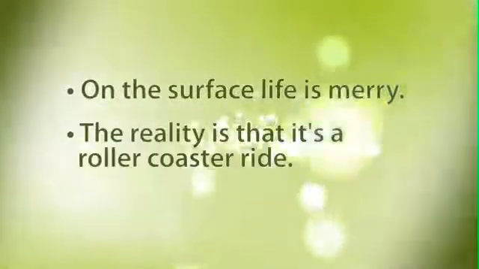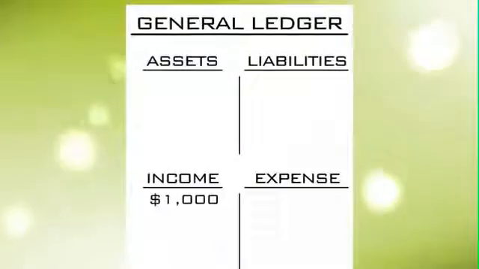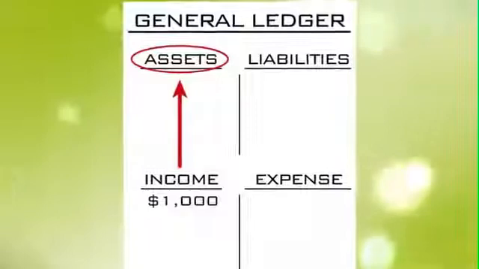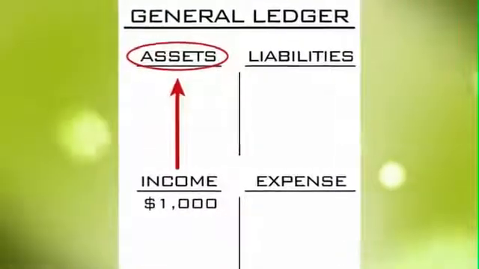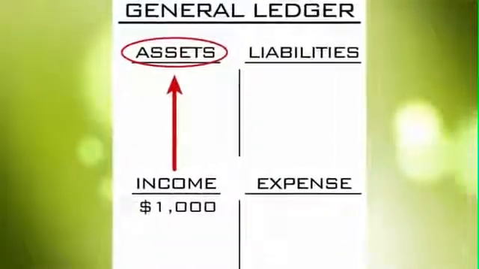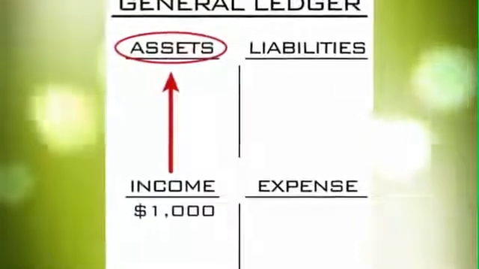On the surface, life is merry. The reality is that it's a roller coaster ride. That's the middle class. Now let's look at what the wealthy buy. On payday, the wealthy buy assets. Again, an asset is something that pays you. If you want to become wealthy, buy assets that then earn you more income.